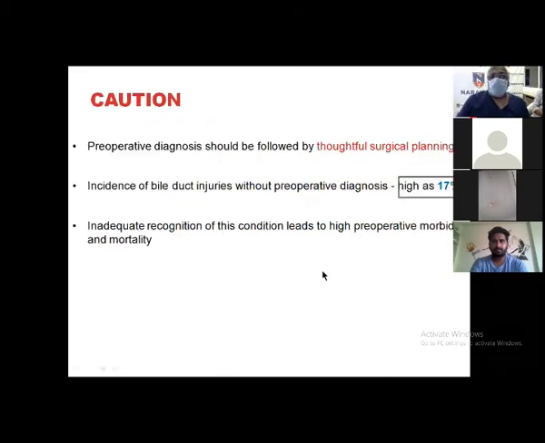Preoperative diagnosis should be followed by thoughtful surgical planning. If you do not make a substantial preoperative diagnosis and a thoughtful surgical plan, your bile duct injuries are in the range of about 20%, as high as that. Inadequate recognition of this condition leads to high postoperative morbidity in the form of bile leak, abscess, stricture, and so forth. And there is a substantial percentage of mortality if it is handled by an inadequately experienced surgeon.